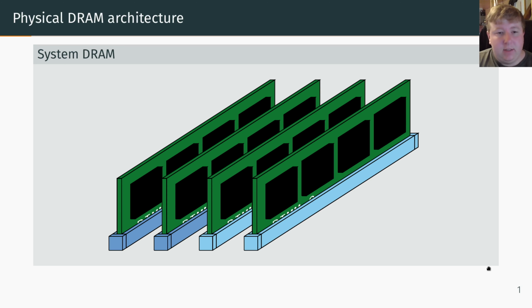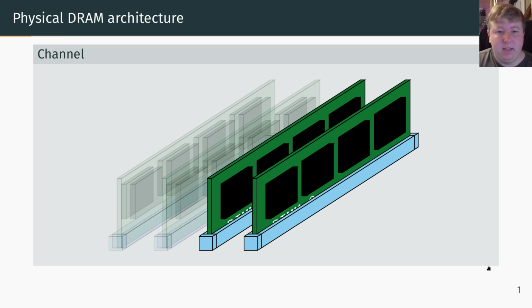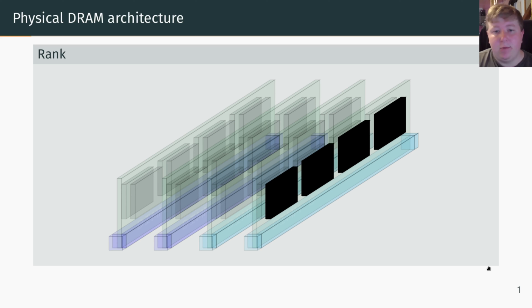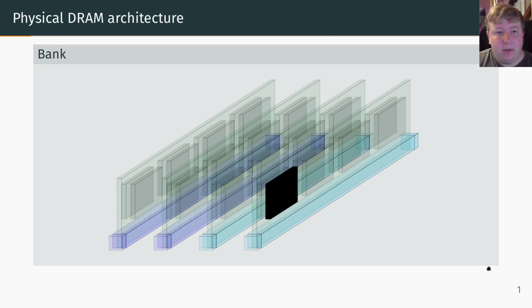Basically, our system's DRAM consists of multiple channels. Typical desktop systems have two channels. One channel can hold one or multiple DIMMs. And one DIMM contains integrated circuits that are organized in ranks. For example, one rank could be on the front side and one on the back side of the DIMM. These ranks consist of integrated circuits which contain the actual DRAM banks.